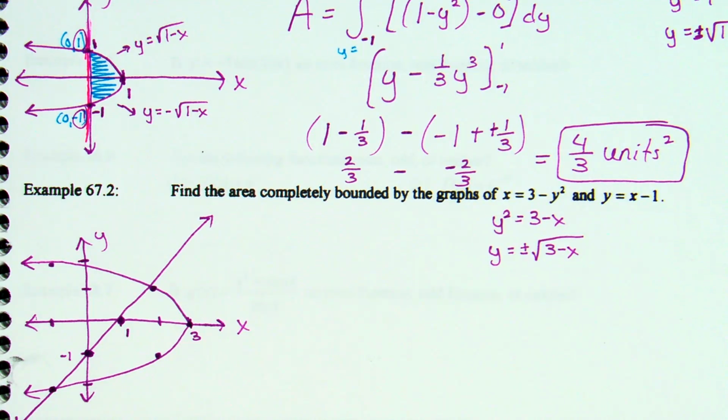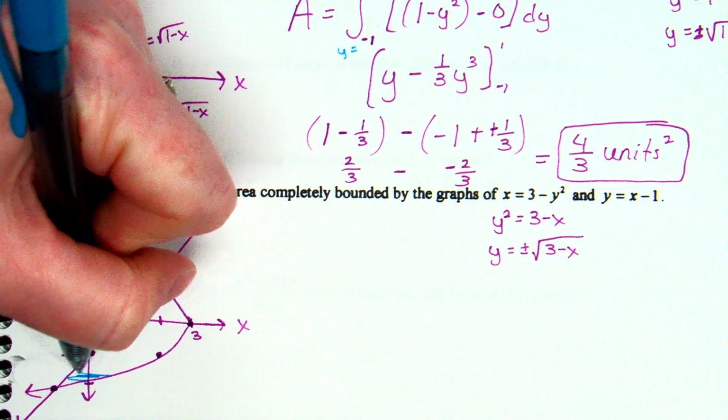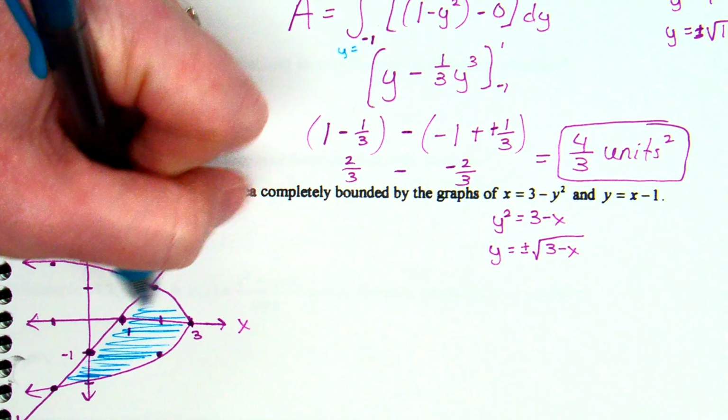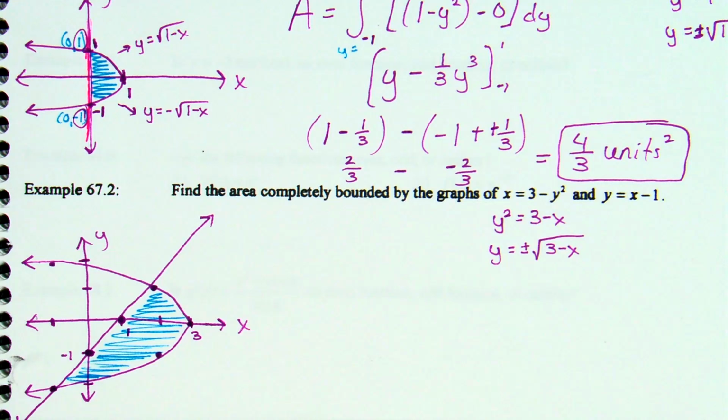Okay. It said find the area completely bounded by these. So do you see the area we're trying to find? From negative 2 to 1. So for right now, it's that area right there. I'll come back and talk about the specific boundaries in a moment.